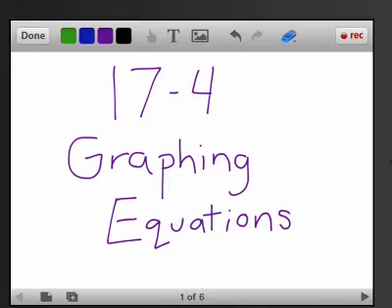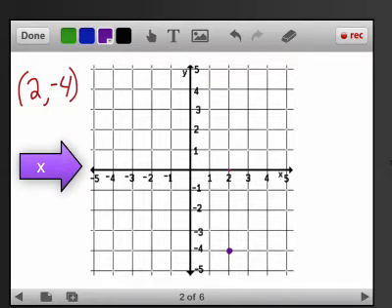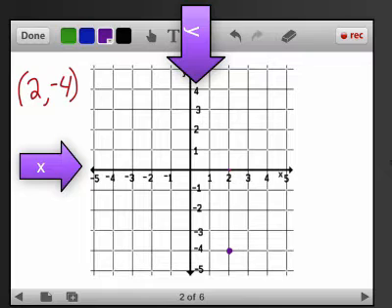For the last couple days, we have been looking at graphing ordered pairs on a coordinate grid. I'm going to quickly review that, and then we're going to move on to how to graph an equation on a coordinate grid or coordinate plane. What I need to do in order to graph my first ordered pair, 2, -4, is go over 2 and down 4. Remember, I always do my x-axis first and then my y-axis.